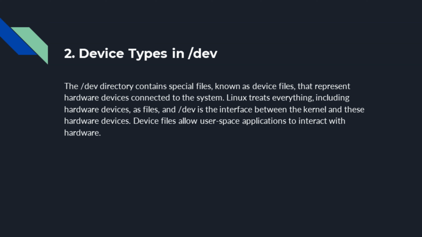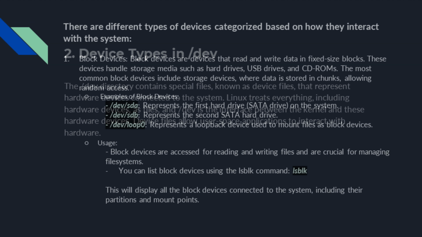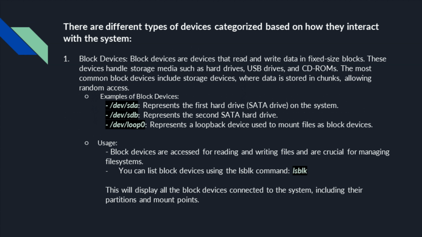Device types in /dev. The /dev directory contains special files, known as device files, that represent hardware devices connected to the system. Linux treats everything, including hardware devices, as files, and /dev is the interface between the kernel and these hardware devices. Device files allow user space applications to interact with hardware. There are different types of devices categorized based on how they interact with the system.